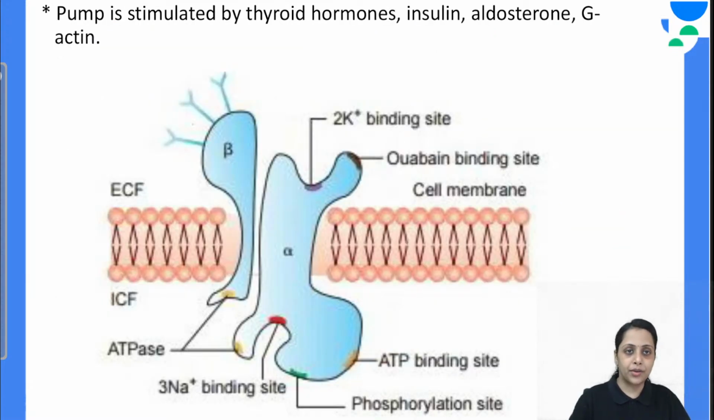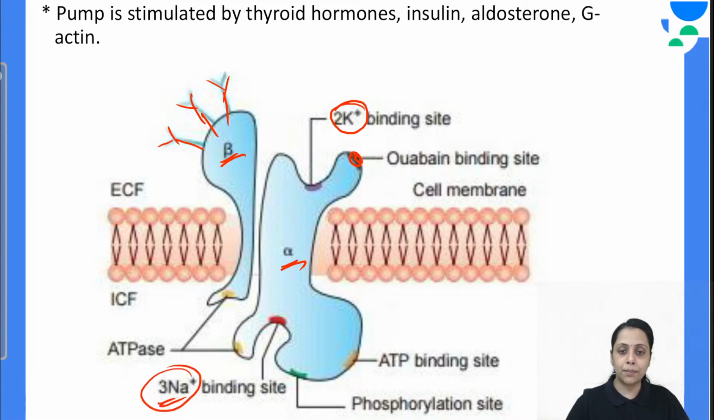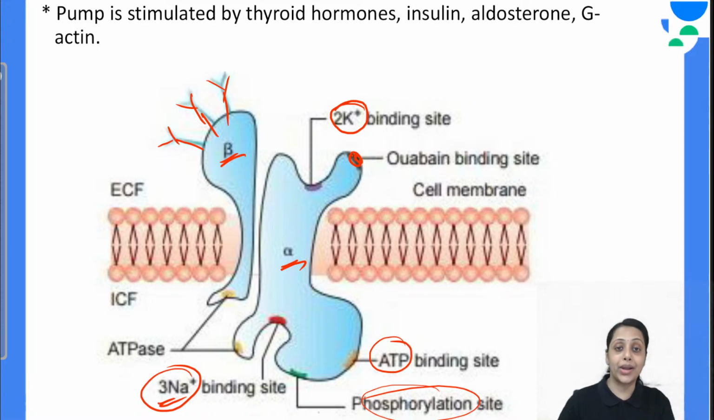So this is the diagram. This is the beta unit, which consists of 3 extracellular glycosylation sites, and this is the alpha unit, which at the extracellular position consists of 2 potassium binding sites and the digoxin binding site, and in the intracellular position it consists of 3 sodium binding sites, the ATP binding site, and the phosphorylation site. So this is all about the sodium potassium pump. Do remember each and every point regarding this. You can answer the short note from this.